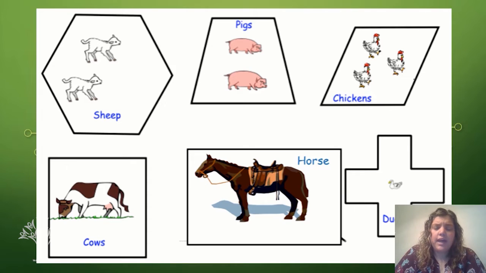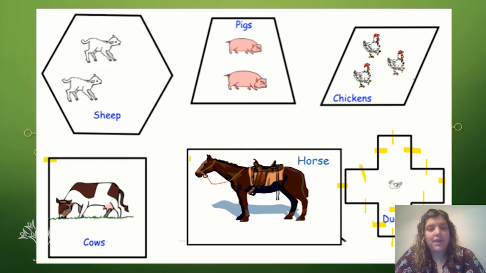Down here on the cow, we have right angles. And we have 4 sides. The horse has right angles and four sides, but on the horse's fence, not all of them are the same length. So that would be a rectangle instead of a square like the cow. My sheep has 6 sides. My pig has 4. Chickens have 4. Ducks? That one's a little hard to tell with my picture down there in the corner, but it's kind of like a cross. So I have 1, 2, 3, 4, 5, 6, 7, 8, 9, 10, 11, 12 sides on that duck pen. Let's go get exploring.